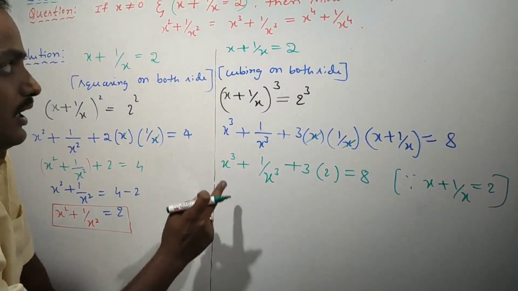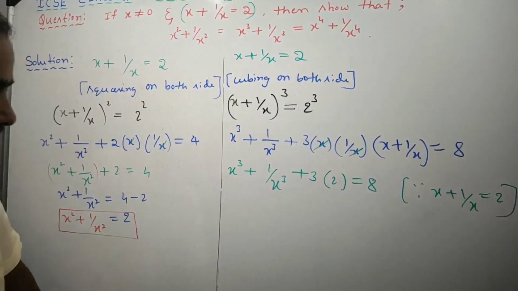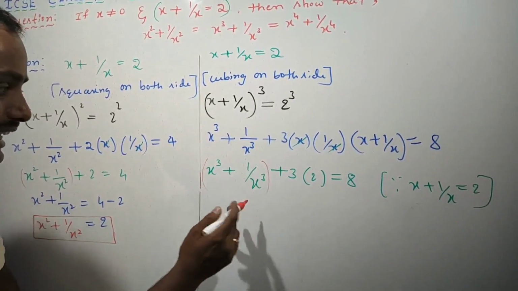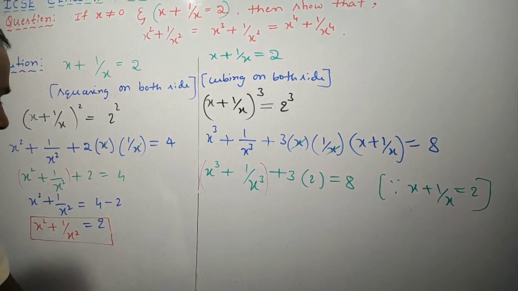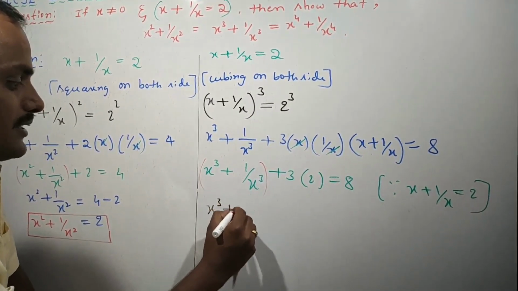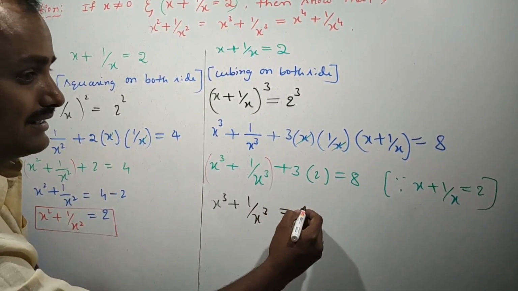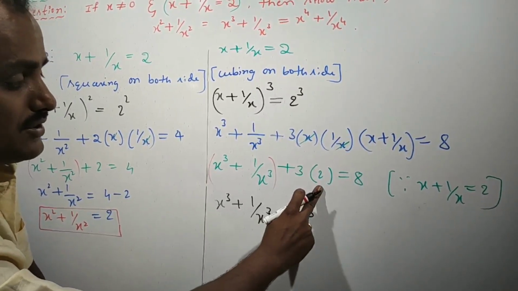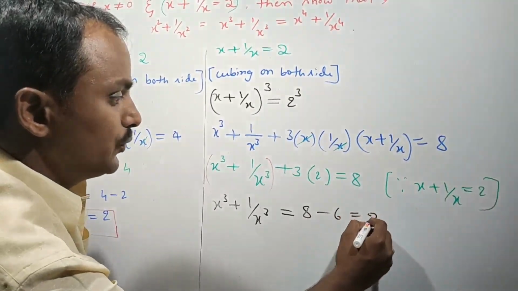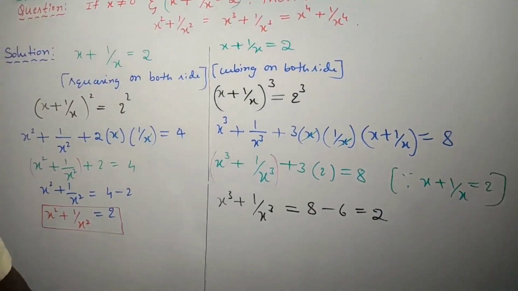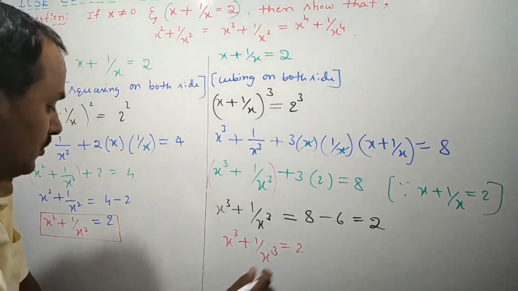Now, what is the next step? See, I am finding the second term value, x cube plus 1 upon x cube. What does that mean? You should keep it on the left side and transfer the remaining constant to the right side. What happened? Look here, children. Now, next step, x cube plus 1 upon x cube on the left side. This constant goes to that side, is equal to the right side constant 8 as it is. This 3 goes to the other side, it becomes minus 6, is equal to 2. 8 minus 6 became 2 only. Finally, we got the answer: x cube plus 1 upon x cube is equal to 2 only, children.